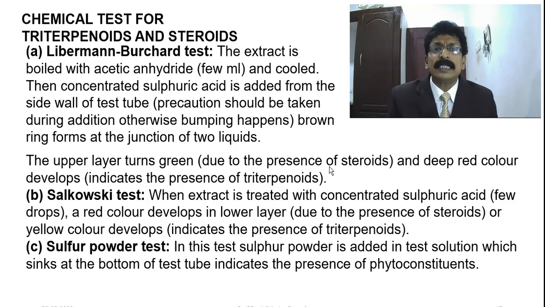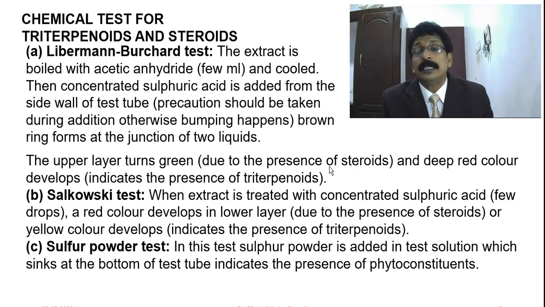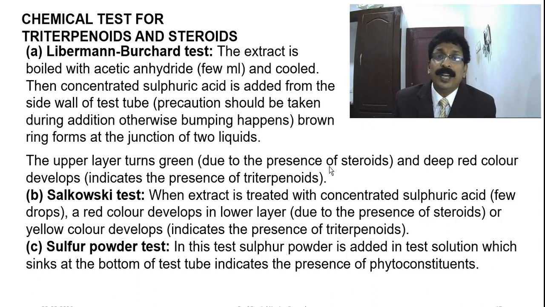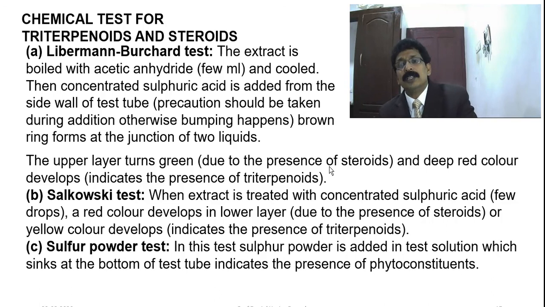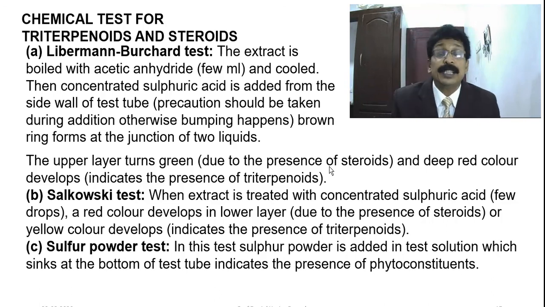And the Salkowski test: when the extract is treated with a few drops of concentrated sulfuric acid, a red color develops in the lower layer in the presence of steroids. A yellow color indicates the presence of triterpenoids. So if it is yellow, then it is triterpenoids. If it is red, then it is steroids. Like that you can differentiate them.